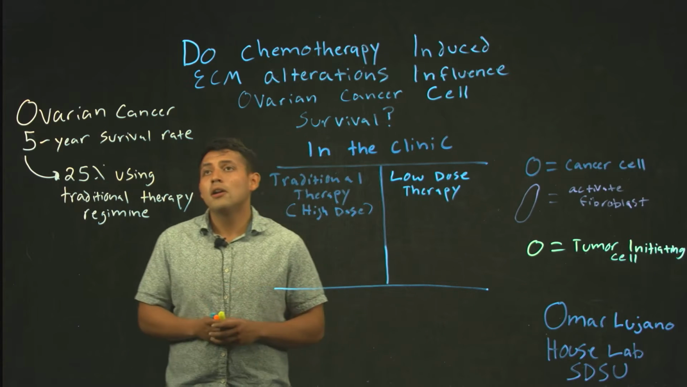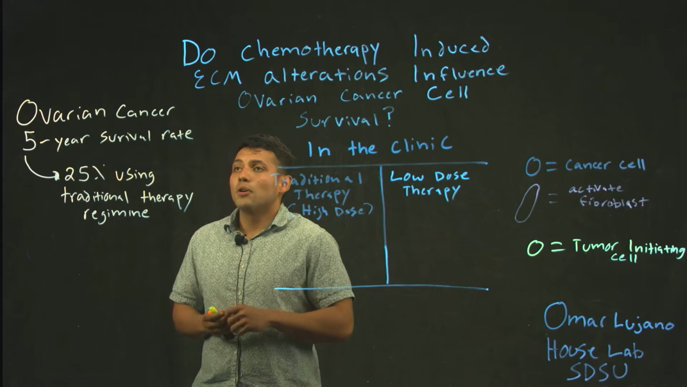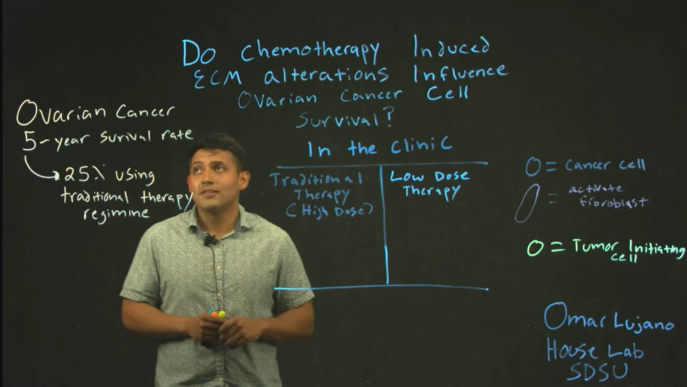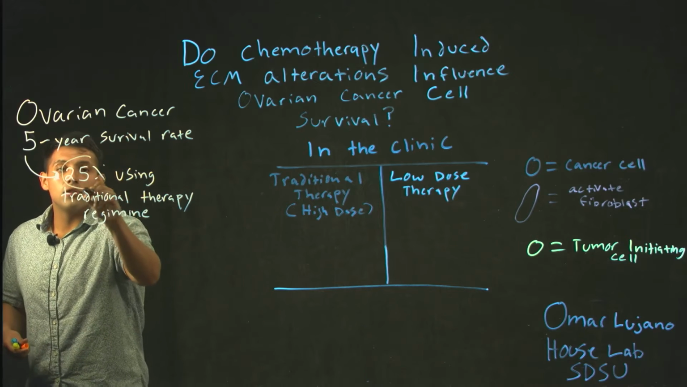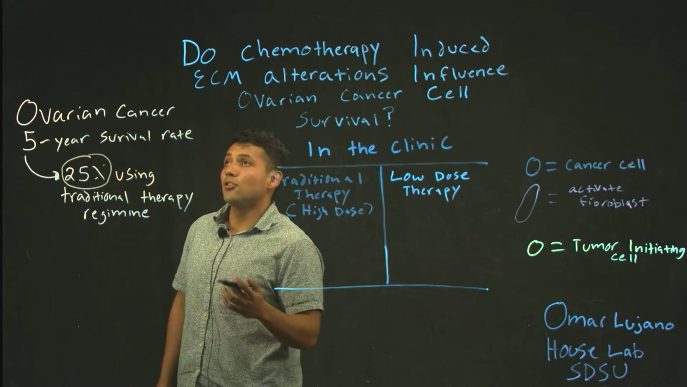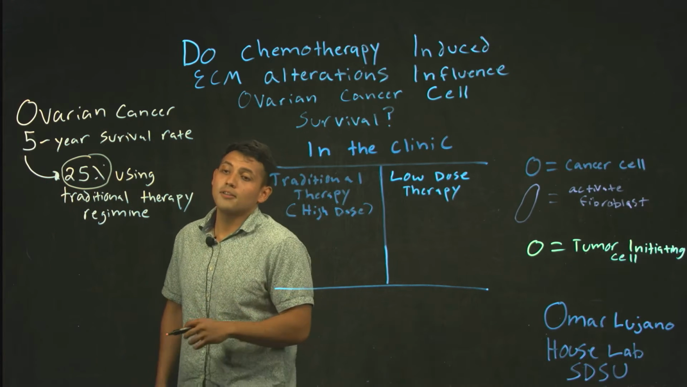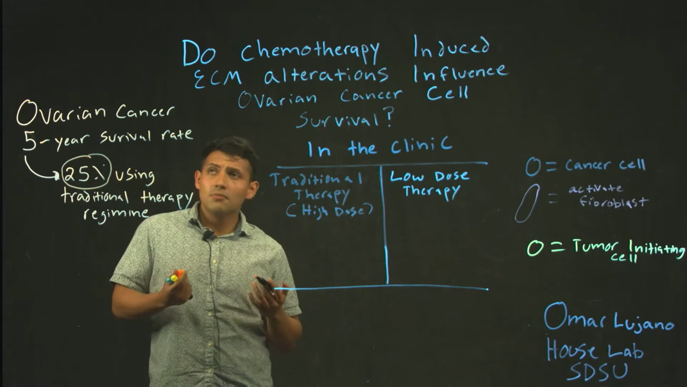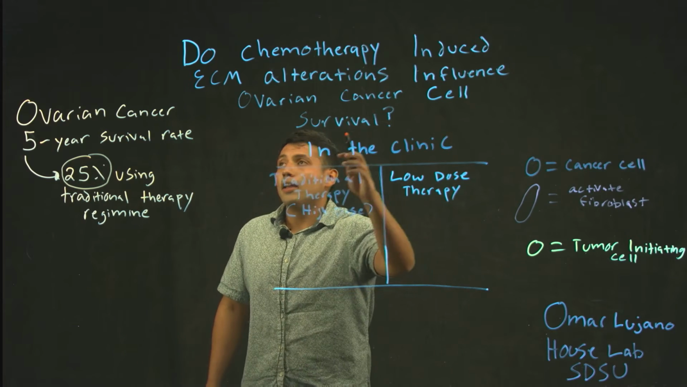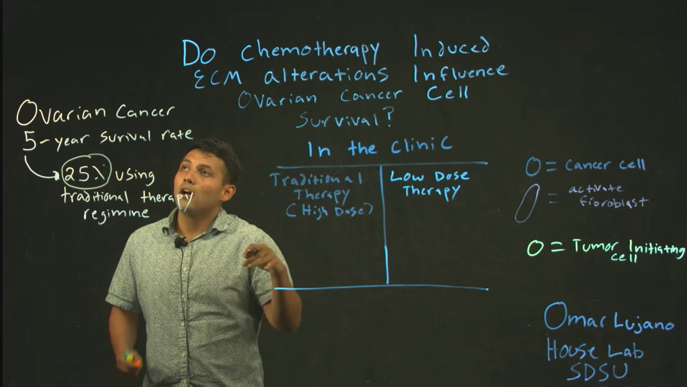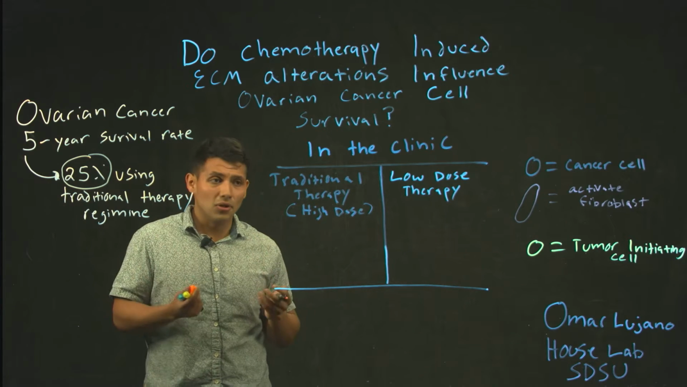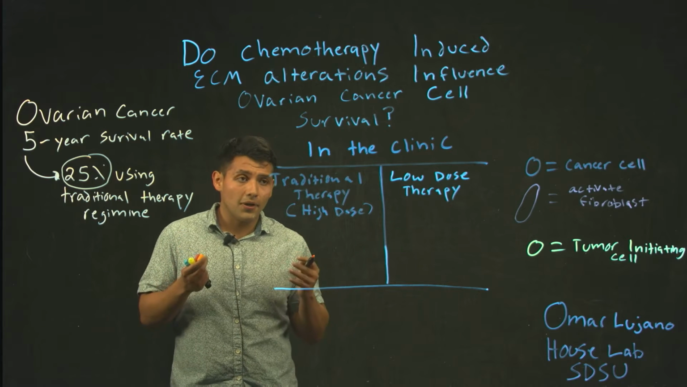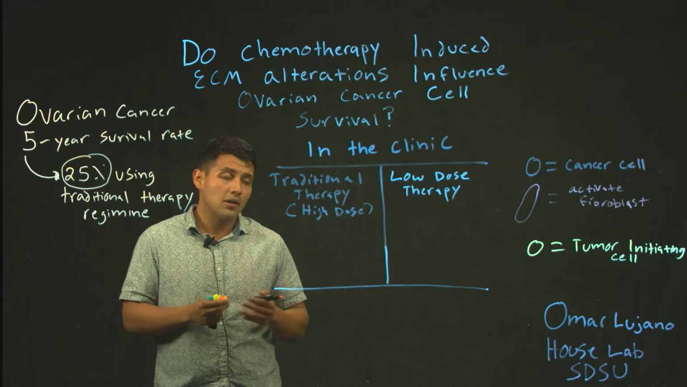So to start off, ovarian cancer is one of the most lethal gynecological diseases, with a 5-year survival rate of 25% using traditional therapy regimens. How does this traditional therapy regimen look in the clinic? Well, in the clinic, traditional therapy regimens involve high-dose chemotherapy over a short period of time.